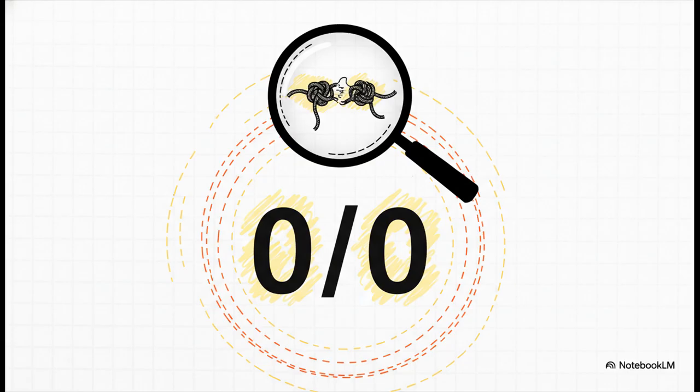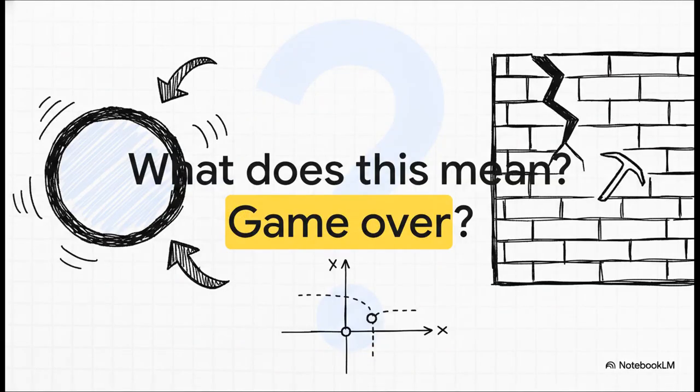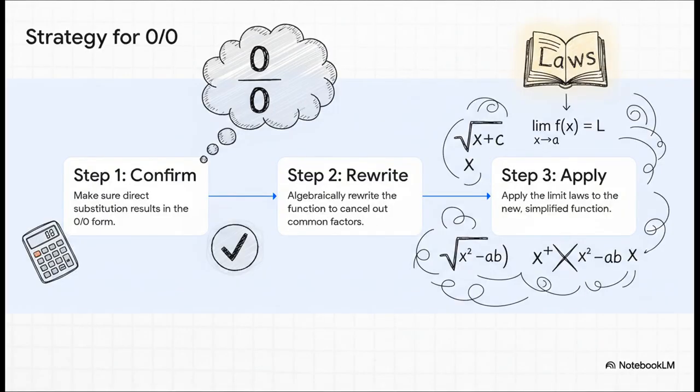is to find it. So when you see this, does it mean the problem is impossible? Game over? Absolutely not. It just means the function has a little hole at that exact point. Our job is to use algebra to peek around that hole and see what value the function is getting closer and closer to. So here is our 3-step battle plan for these kinds of problems.